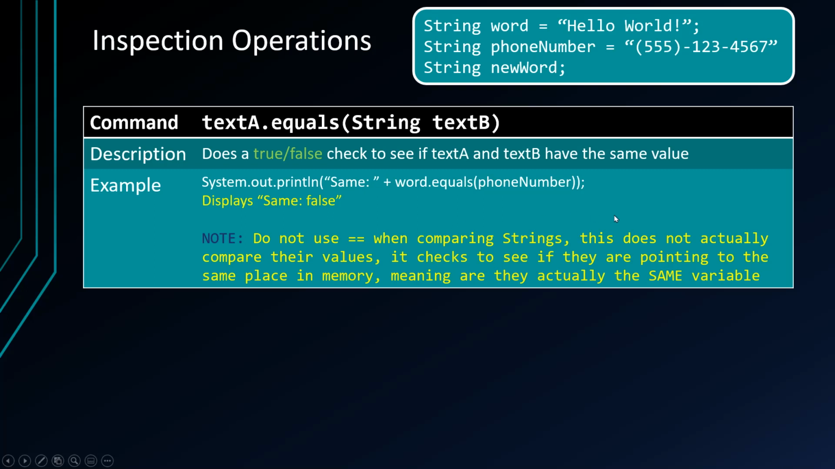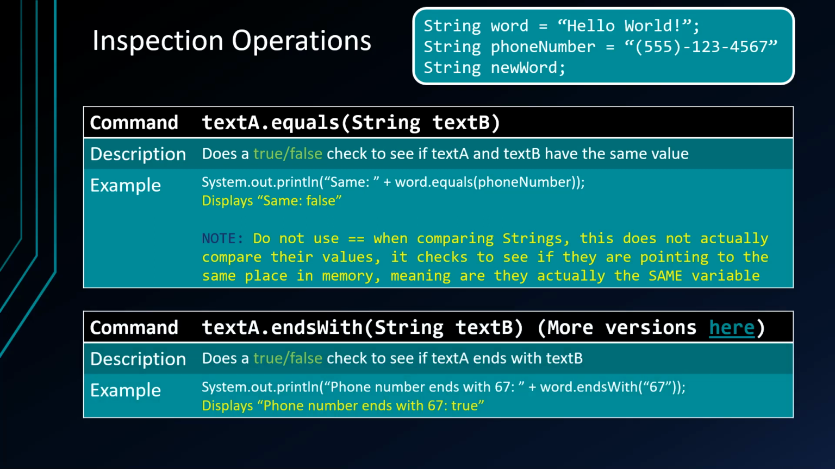Okay, last one for inspection operations: endsWith. All this one does is a true-false check to say, does the text that I'm testing end with this text? In this example, I'm saying, does word end with 67? Well, that should be phone number. That is a typo.